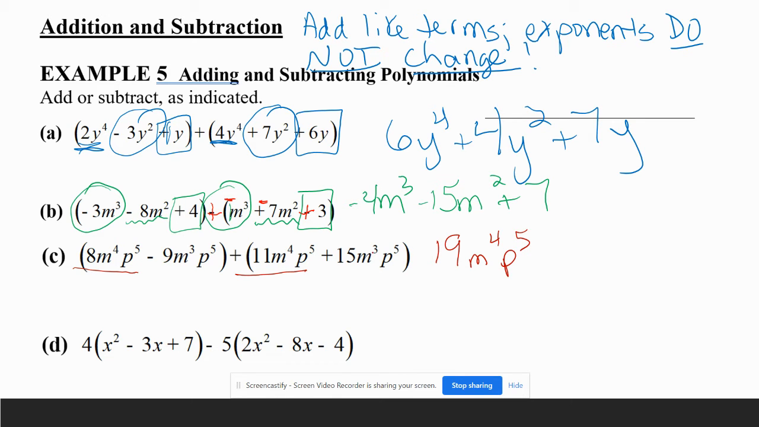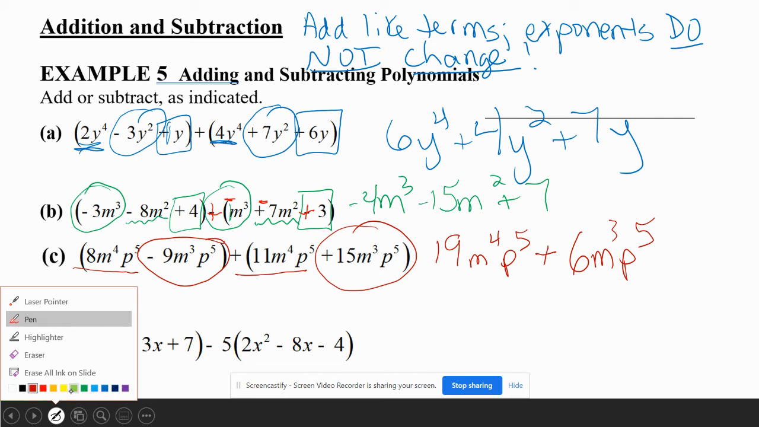M to the third, p to the fifth, m to the third, p to the fifth. So those are like terms. Negative 9 plus 15 is positive 6, m to the third, p to the fifth. This is in standard form. We have m to the fourth coming before m to the third. M comes before p in the alphabet. So technically that's how we would arrange these into standard form. And I can't combine those because there's no more like terms.